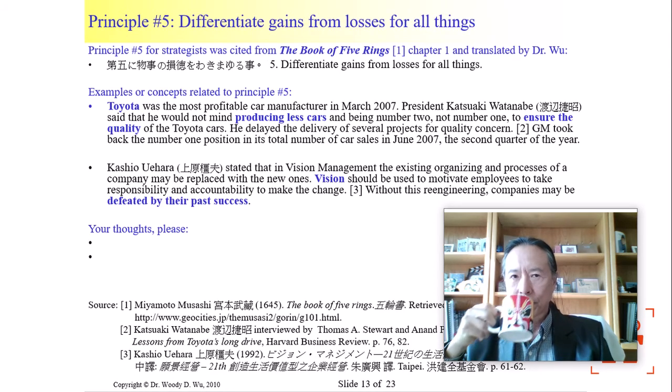Principle number five, differentiate gains from losses for all things.